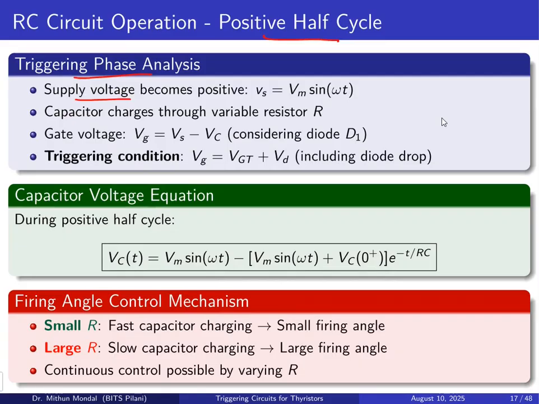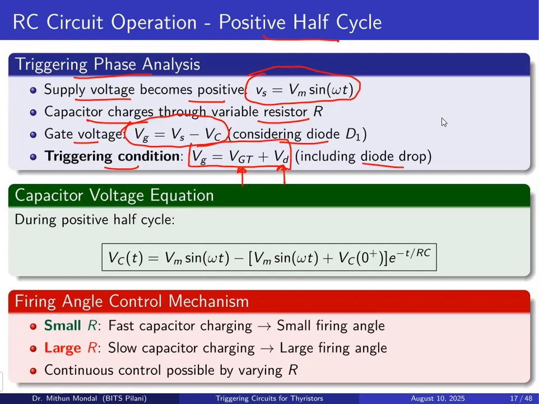the supply voltage becomes positive here and hence is given by the sinusoidal equation Vs equal to Vm sin omega t. Capacitor will be charging through the variable resistor R. The gate voltage is given by Vs minus Vc, considering the diode D1. The triggering condition now is the gate voltage equal to VGT, which is the minimum voltage required, plus the diode voltage Vd, including the diode drop.